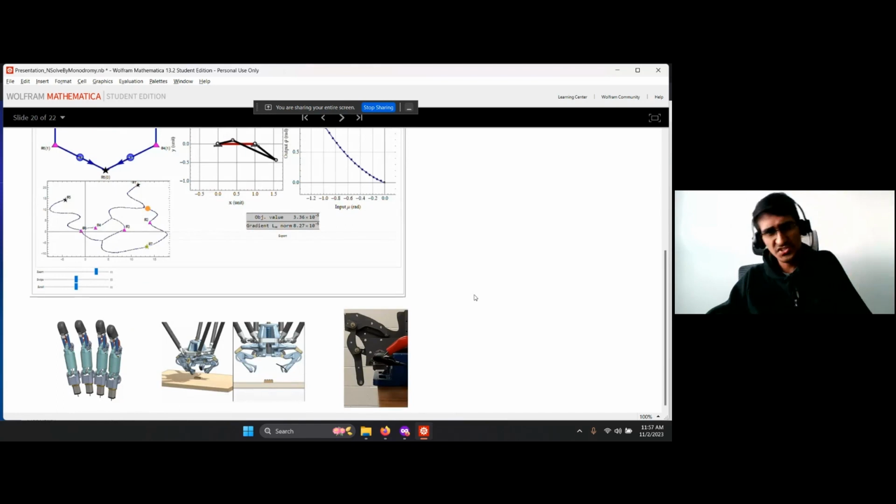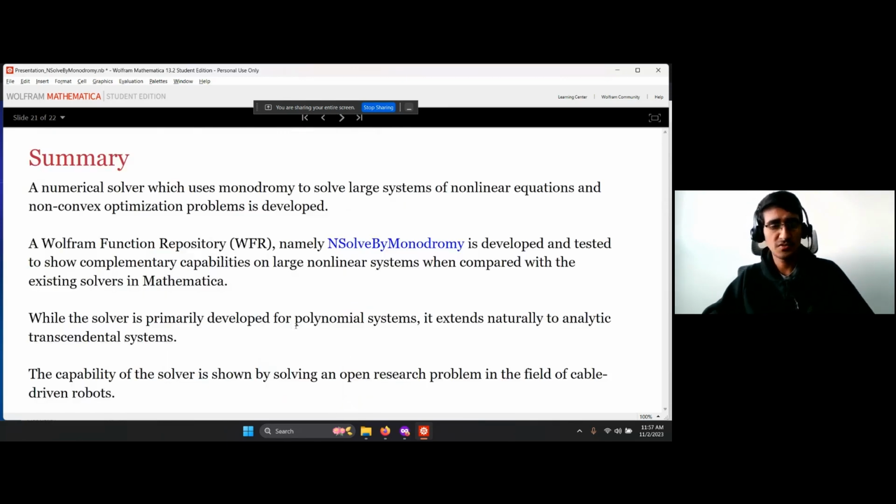We have used these techniques to design and develop robotic systems for several other applications. Some of them I have shown here: prosthetic applications, grippers, and so on. So I welcome you all to try this out, and let me know your feedback, and how it helped or did not help.